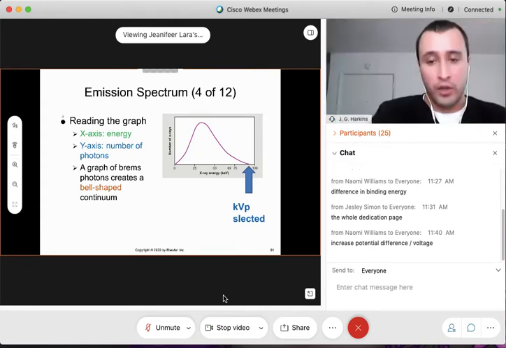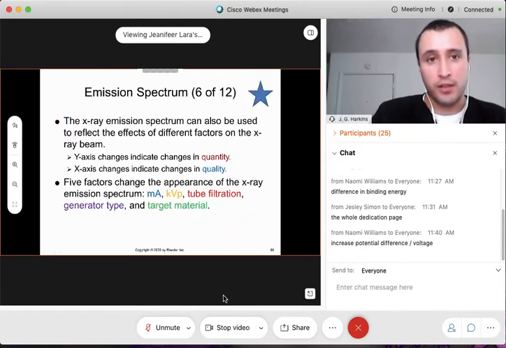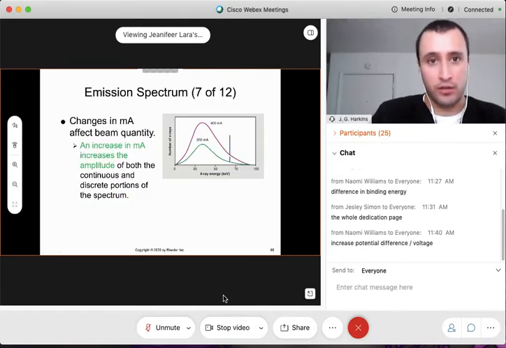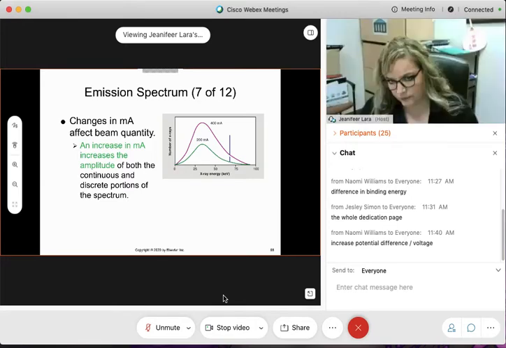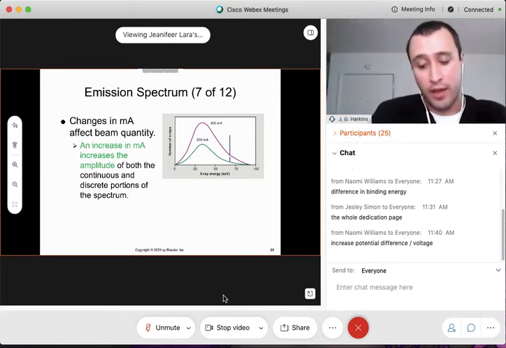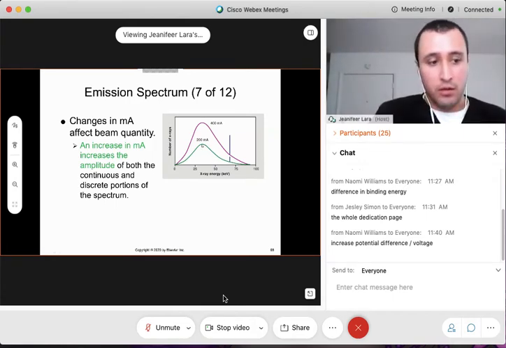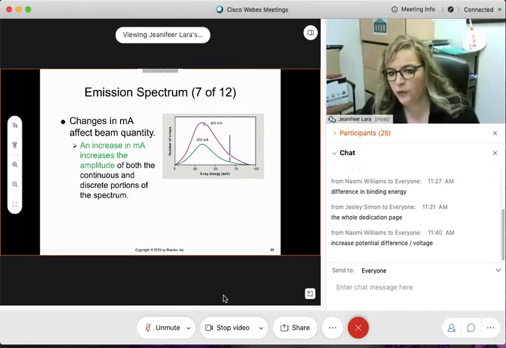You turn up the milliamps, you're increasing the interactions on the anode. You're increasing that number. That's what makes that curve spike higher, because there's just more stuff happening. So here you had 200 electrons interacting with the anode. Here you had 400 electrons interacting with the anode. So you're going to have double the interactions. And that makes sense to me.